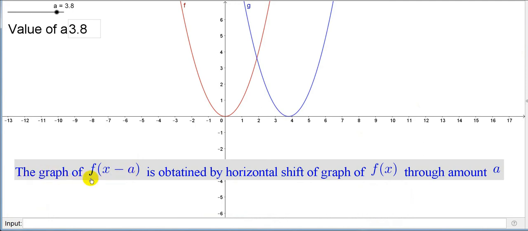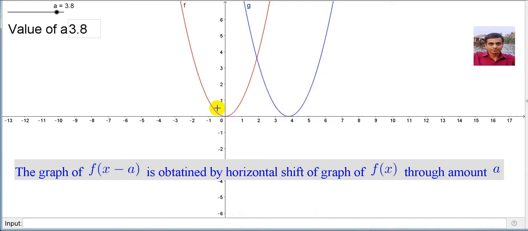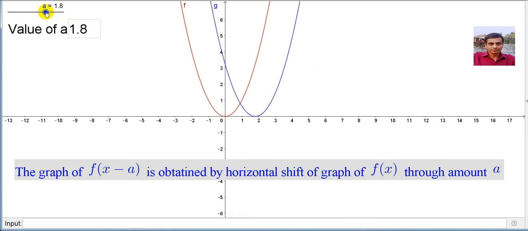The graph of f of x minus a is obtained by horizontal shift of the graph of f(x) through amount a. Here I have plotted the graph of x square. The graph in red color is that of x square. Now the problem is to plot the graph of (x minus 1) whole square. That is, we want to plot the graph of f of x minus a, where the value of a is 1.